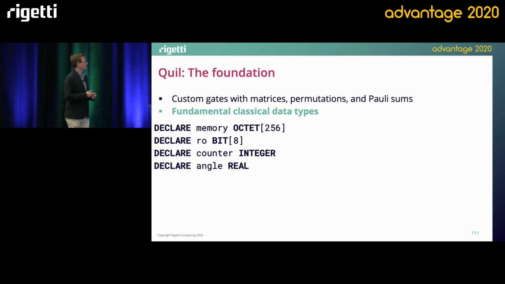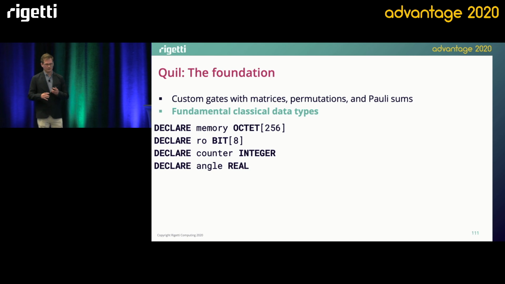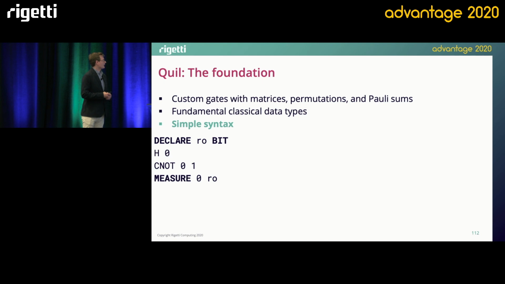Likewise, we have integers, octets. Octets are very useful if you're like a hardcore C programmer and you want to write out the memory map for everything that you're using. And it's useful when you're also a company that builds the control systems on top of which this memory is being partitioned and allocated. Quil has very simple syntax.